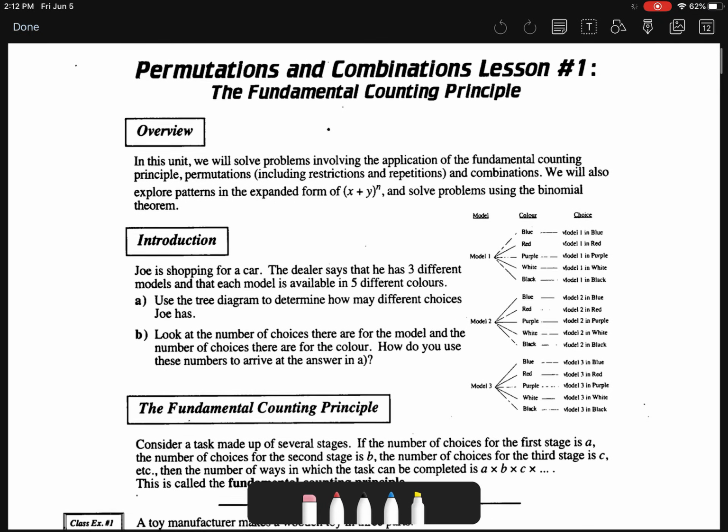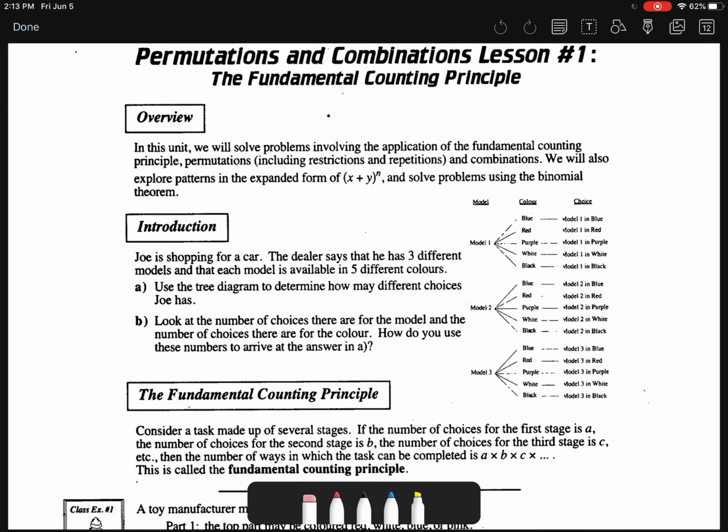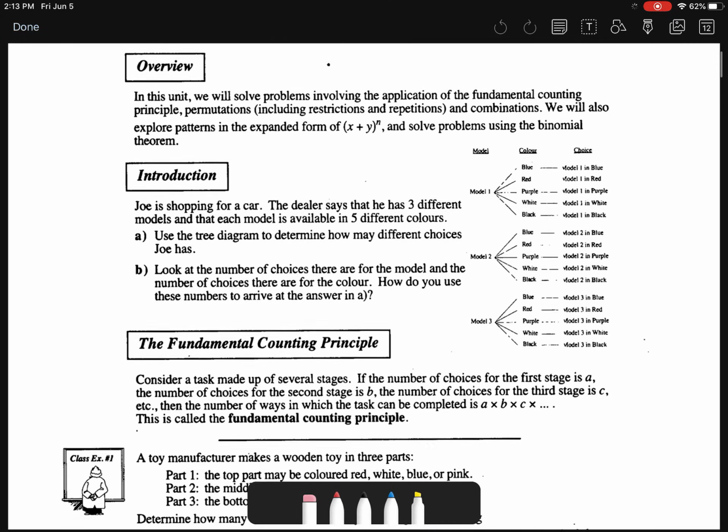All right, so just starting at the top, it says in this unit we will solve problems involving the application of what we call the fundamental counting principle, permutations, which will have restrictions and repetitions, and also combinations. We'll also explore patterns in the expanded form of (x + y)^n, which is just patterns that occur when we expand binomials, and solve problems using what we call the binomial theorem.